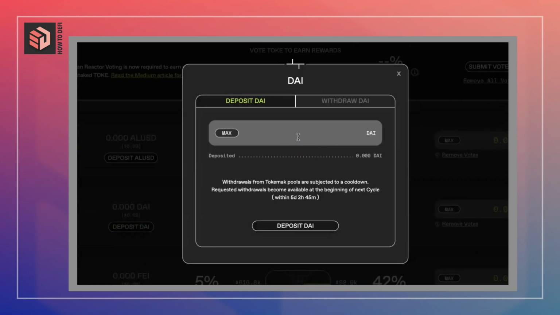So you go on this, you click on deposit DAI, and just for the sake of it, let's deposit 2 DAIs.